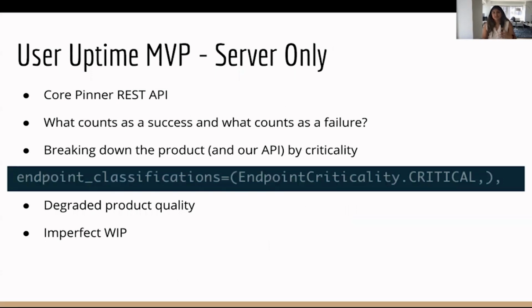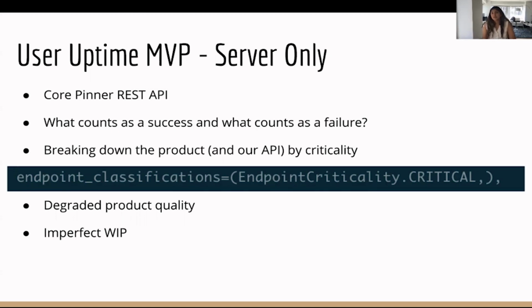So Pinterest wanted to take a stab at implementing user uptime. For our MVP, we focused on our server only, on that core API that I work on. It's a REST API. So one of the first questions we had to answer is what counts as a success and what counts as a failure? And it turns out that this is a really difficult question to answer.